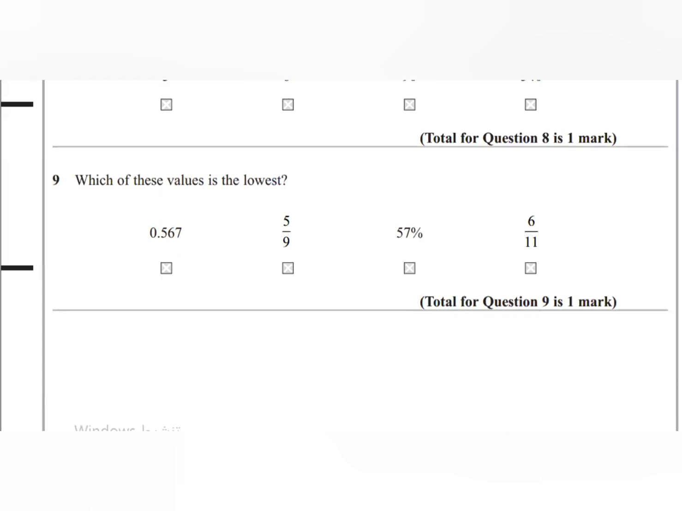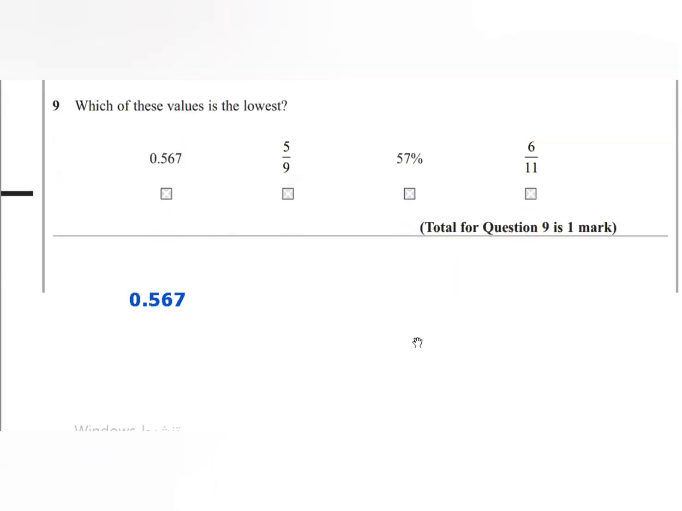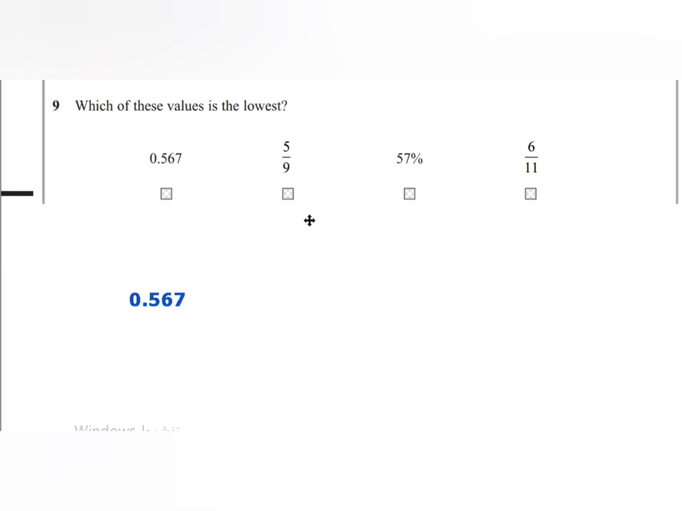Now to find the lowest value between values, we have to make them the same. For example, if this is decimal, all of them must be decimals. So we can work out which one is the highest one or the lowest one as they need. So here we have 0.567. Let me first take this here so we can work here. Yes. Let's make this bigger. Okay, so we have 0.567. It's already in decimals.